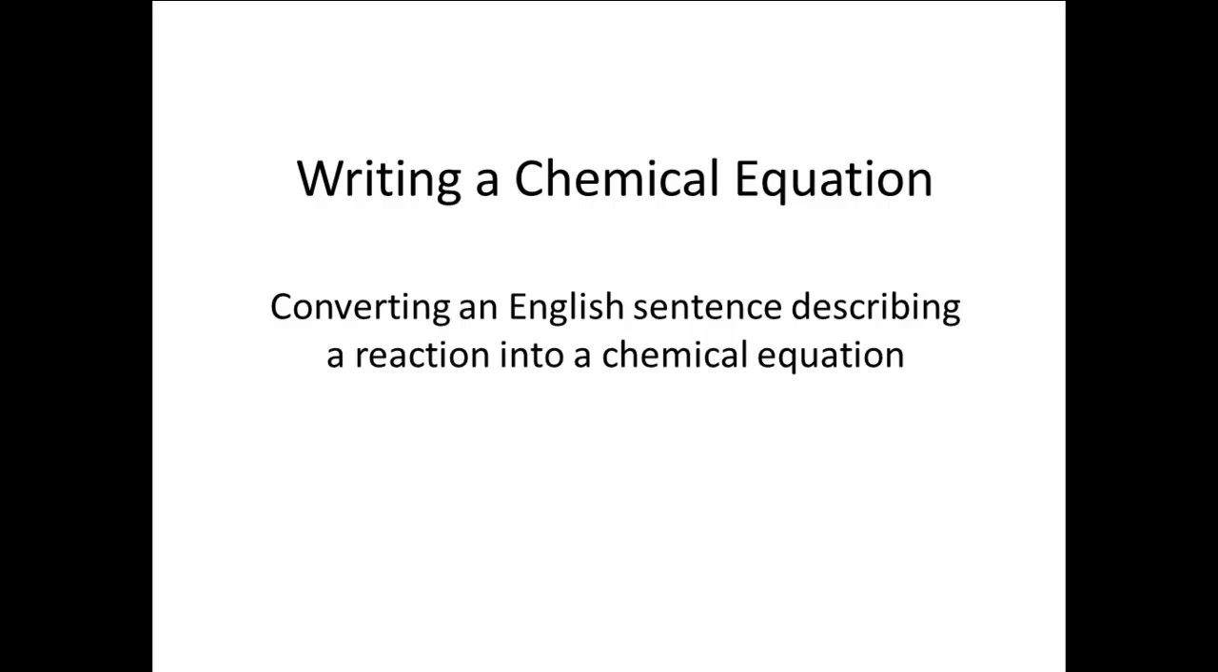Writing a chemical equation. Converting an English sentence describing a reaction into a chemical equation. A chemical equation is a much shorter way of presenting the information about a chemical reaction than a sentence in English describing the reaction. It can provide additional information as well that is not immediately obvious in the English sentence.